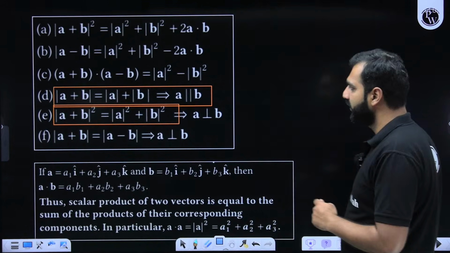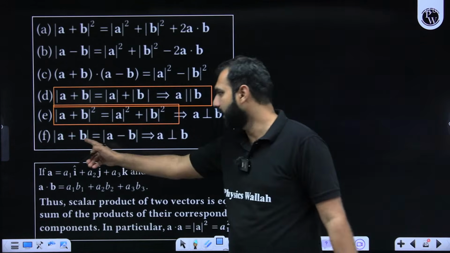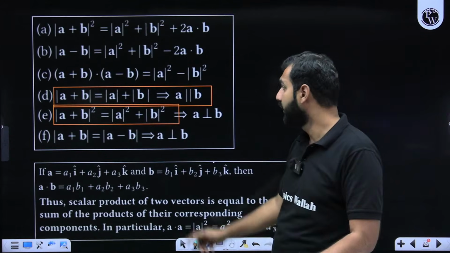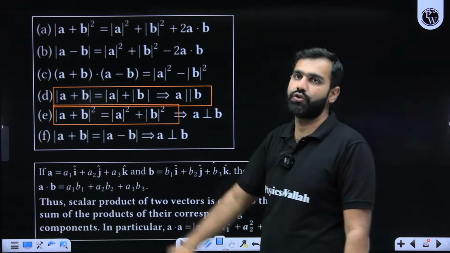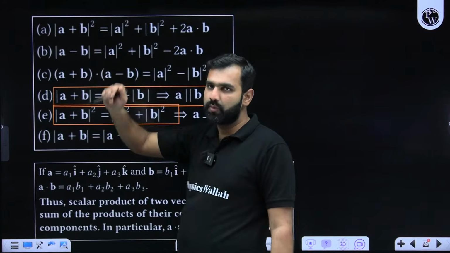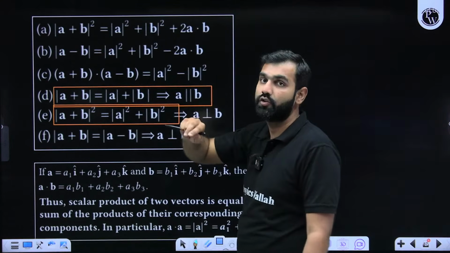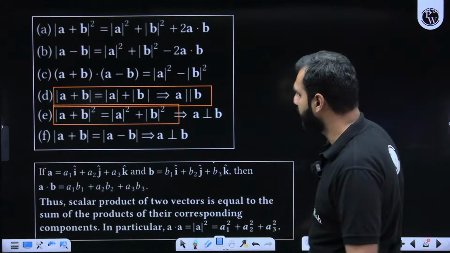Now, moving towards the next part, whenever somebody says A plus B is equal to A minus B in terms of mod, then also this leads you towards the same conclusion. Because if they are equal, their squares will be equal, which means this term will be 0. Will you remember that?